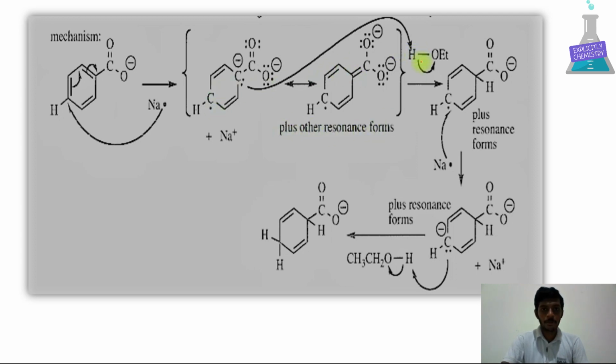The next step is abstraction of a proton. This carbanion abstracts the proton, leaving OEt behind and forming an intermediate, which also has some resonance forms. After this, the solvated electron is added again, forming a carbanion, and again this carbanion abstracts a proton, forming this compound. This is the cyclohexadiene bearing an electron withdrawing substituent. You see this bond is reduced.